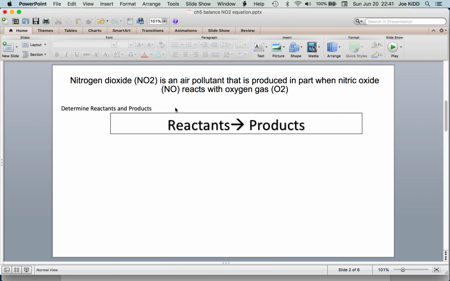So when we look at this kind of word problem, we have to determine which ones are going to be the reactants and which ones are going to be the products. In this case, we're told that nitrogen dioxide is produced. So the nitrogen dioxide is our product, and nitric oxide and oxygen gas are our reactants. So we're going to have something that looks like this. Again, don't forget your states of matter. And if I didn't tell you it was O2 gas, oxygen gas is diatomic.